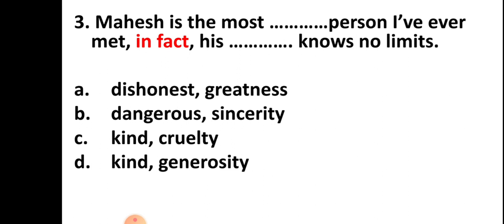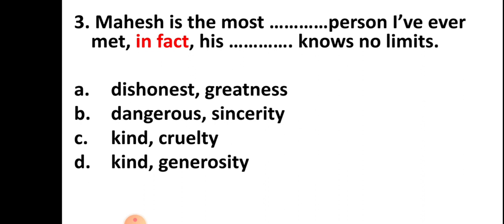So Mahesh is the most blank person. What kind of person? Dishonest. As I told you, we need to find a pair that has a synonymous relation. So Mahesh is the most dishonest person. Dishonest is negative. In fact his greatness is positive. So this is not our answer, because we are searching for either positives or negatives, a plus or minus combination.